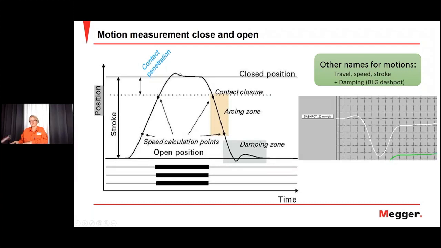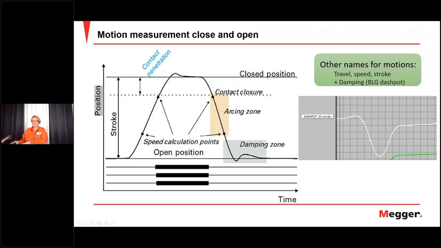And then it does a small over travel, and then it's static in the closed position when you again have started to open the circuit breaker again. You start moving, it releases, and you have something called the arcing zone. So that's where you have a really important speed. You need to have the right speed in this zone. Down here, you have a new calculation point, and in the bottom here, you have a damping zone.